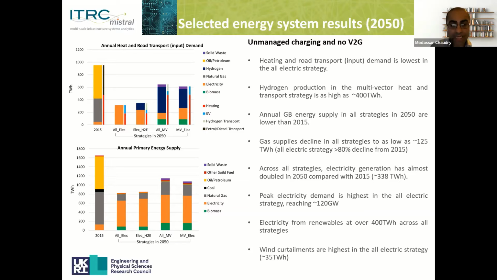Now, renewables play a large part in the provision of energy in all the strategies. The contribution of renewables is approximately around 400 terawatt hours. We have around 150 gigawatts of renewables in the system by 2050. Now, with all that capacity, there's going to be curtailments, which are highest in the all-electric strategy, around 35 terawatt hours.